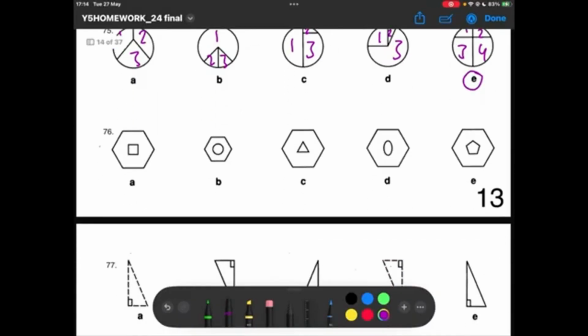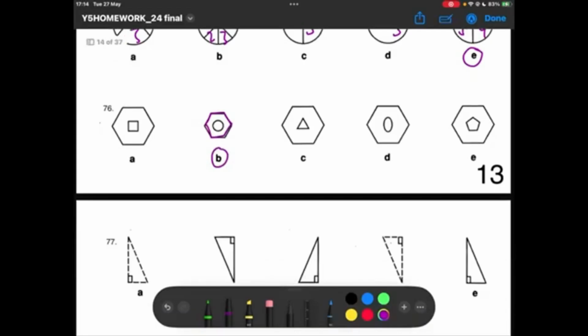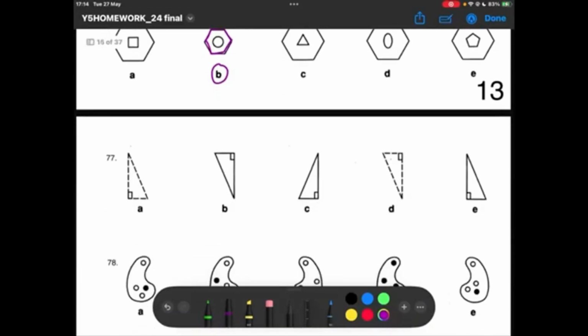Next question, just by looking at these, you can tell that B is the odd one out because the hexagon is much smaller than the rest of them. All of them have a much larger hexagon as the outside shape.